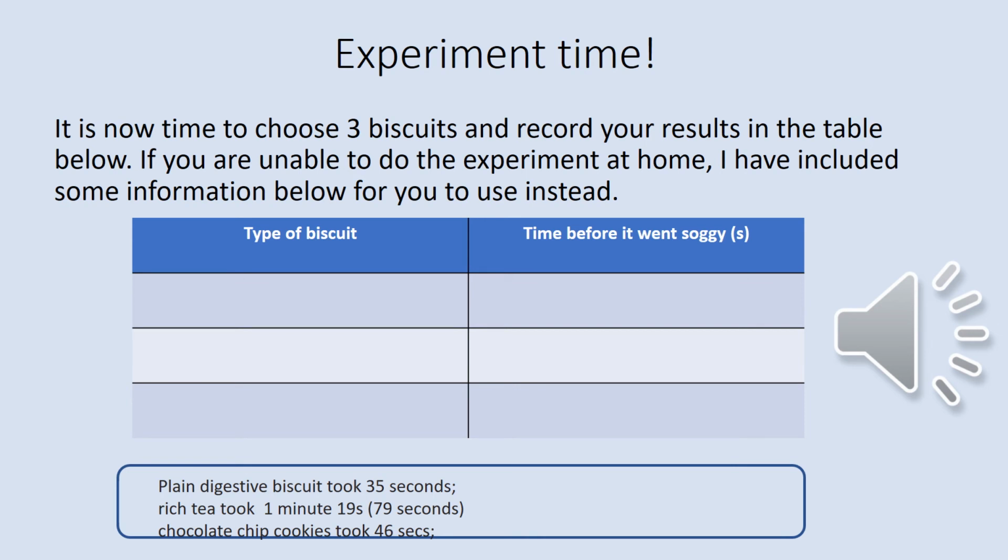Now it is experiment time. It's time to choose 3 biscuits and record your results in the table below. If you're unable to do the experiment at home, I've included some information below that you can use. Just fill in the table with that. So you've got 3 types of biscuit and time before it went soggy. Feel free to do more than that. If you've got 1 biscuit at home, do with that and top it up with my results. Then we've got a results table. Move on to the next slide, please.